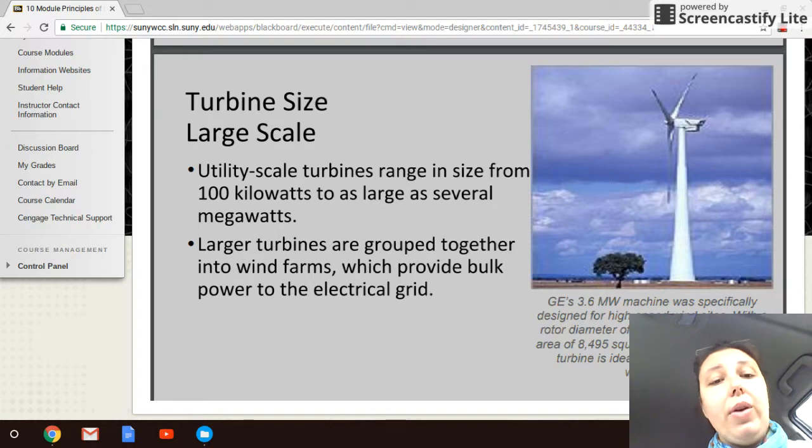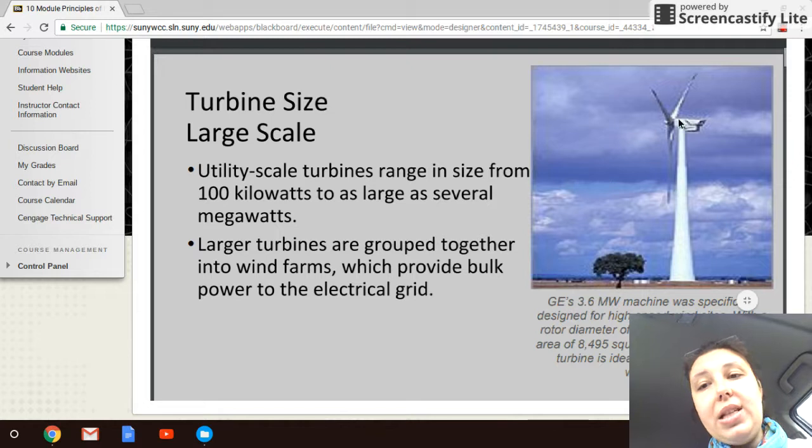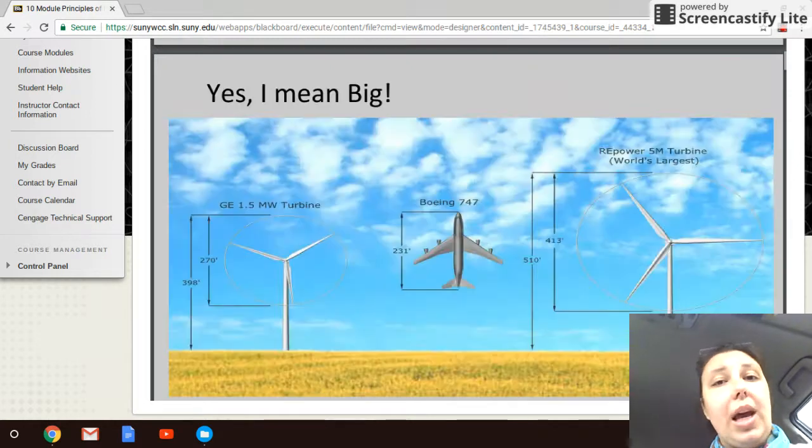They can go from incredibly large scale systems to things that are very small. I can go down to something that's just producing a couple kilowatts of energy, so thousands of watts, up to something that's in megawatts, so millions of watts of energy in their system. This picture right here is the GE 3.6 megawatt system, and that would be considered incredibly large scale.